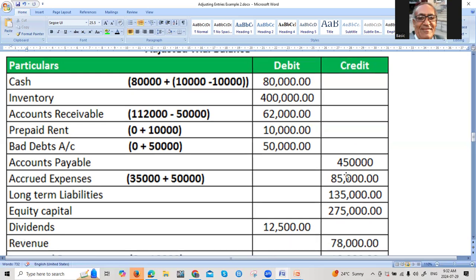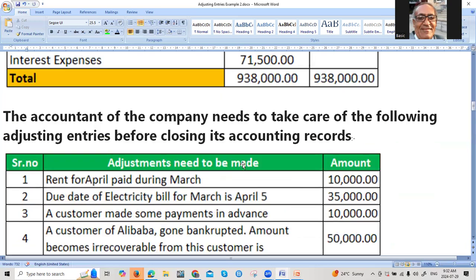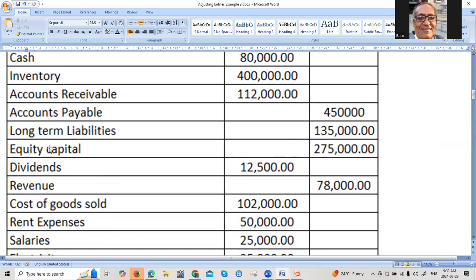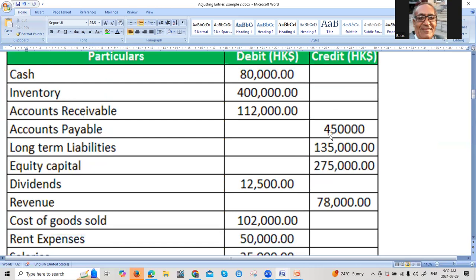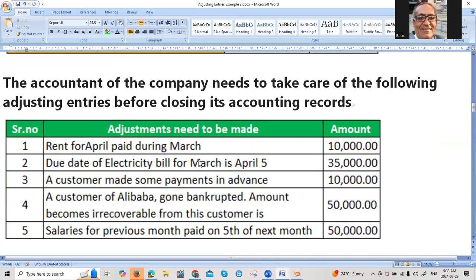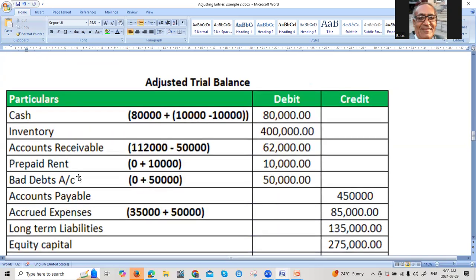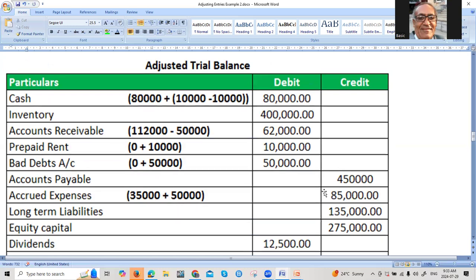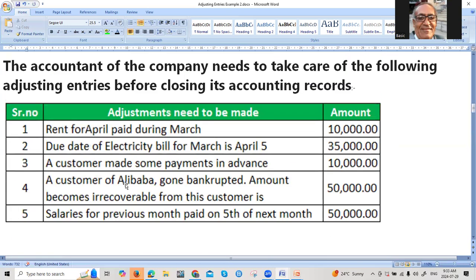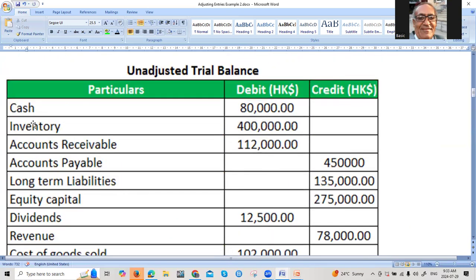Account payable 45,000. Let us go and see. There were no transactions regarding the account payable. Let us see the account payable here. Nothing in these 5 operations. So we shift the account payable as it is, 45,000, as it was, because we didn't do any transactions on it. Now we will go to the accrued expenses. They are 35,000 and 50,000, 85,000. Let us see. We did not have accrued expenses before.